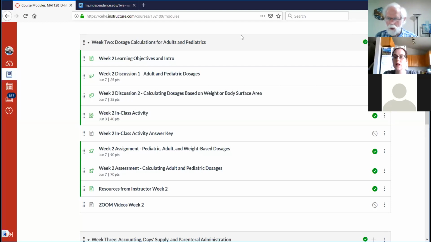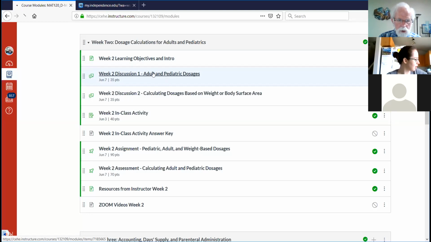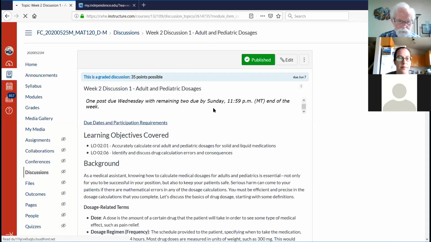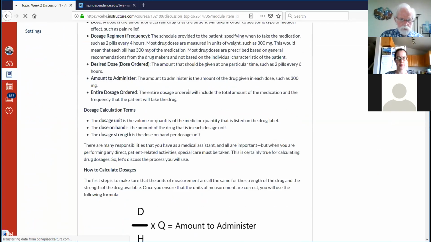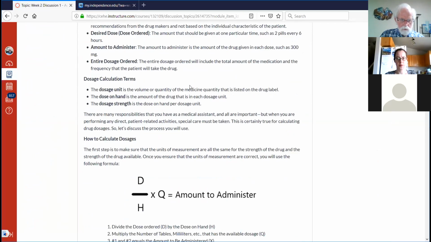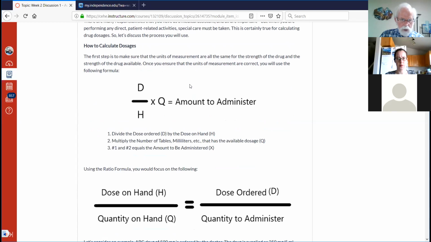Okay, I've resumed the recording. So let's look at what's going on this week. We have 2 discussions again. This one looks at adult and pediatric doses. So we're looking at these dosage related terms in the discussion. And again, this is looking at the formula, the basic formula for calculating a dose.